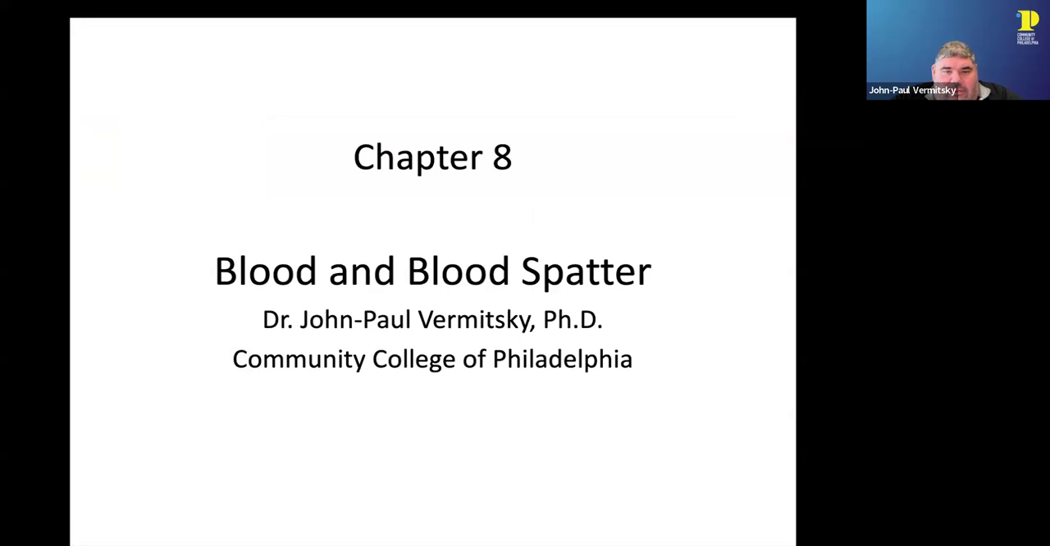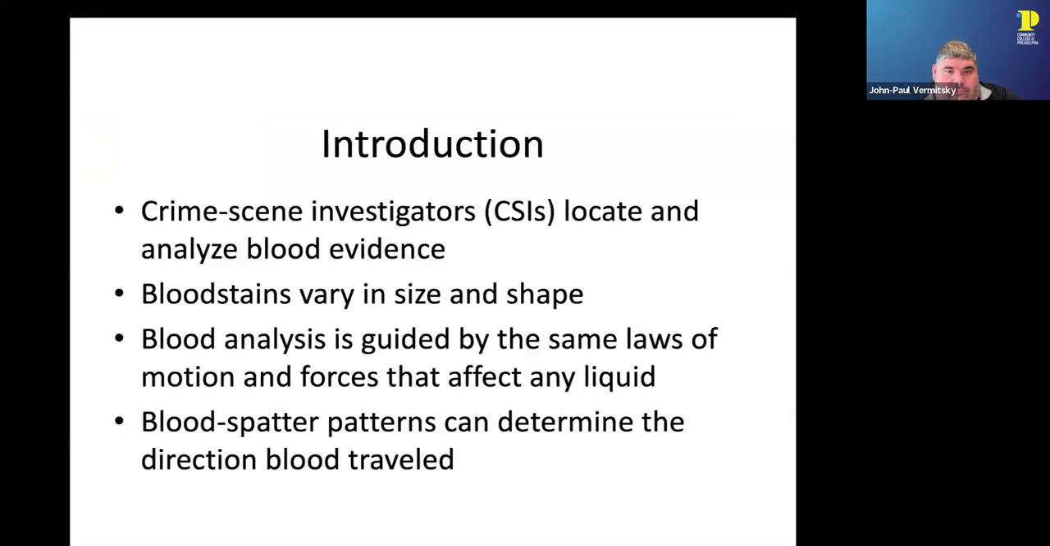Okay, guys. So today we're going to talk about Chapter 8, which is blood and blood splatter analysis. So part of crime scene investigation is to actually look for and locate any blood evidence, and then if there is any blood evidence that's found, to analyze that evidence. Now, blood stains can come in a variety of shapes, sizes, locations. There could be a lot, or it could be something that's very minute.